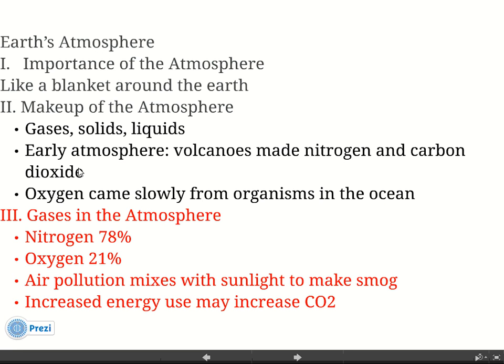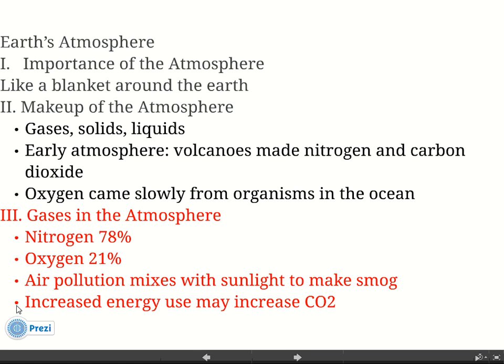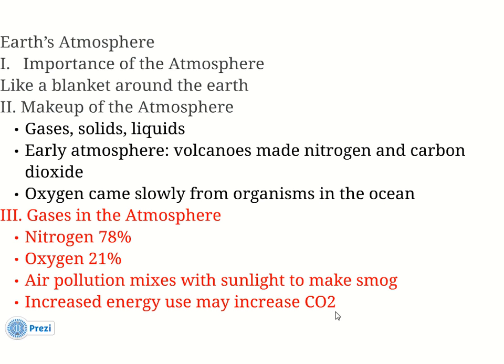At the very end of the outline you made, you're going to put heading 3, gases in the atmosphere. Now the 4 key facts are that nitrogen is 78%, oxygen 21%, that air pollution mixes with sunlight to make smog, and increased energy use may increase carbon dioxide. Pause the movie while you write that down in your journal.